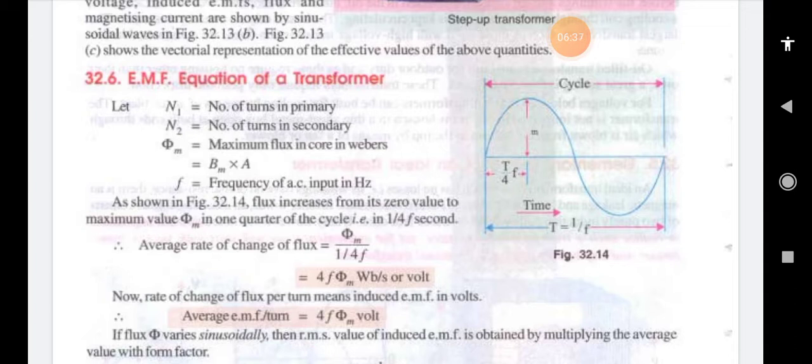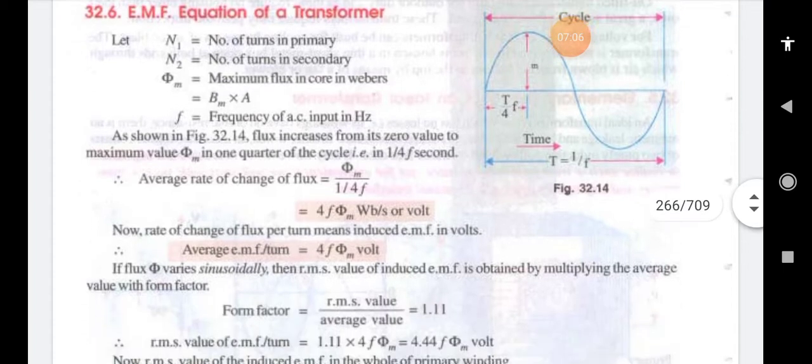Now let us know the parameters first. Here N1 is the number of turns in primary, and N2 the number of turns in secondary. Phi m is equal to the maximum flux in the core in Webers, which will be equal to Bm into A, where Bm is the maximum flux density and A is the area. F is equal to the frequency of AC input in Hertz.